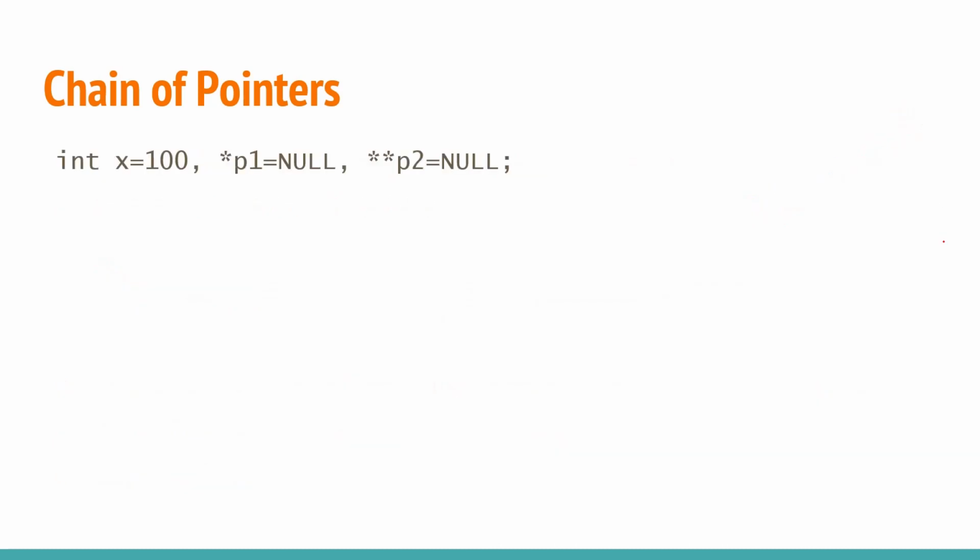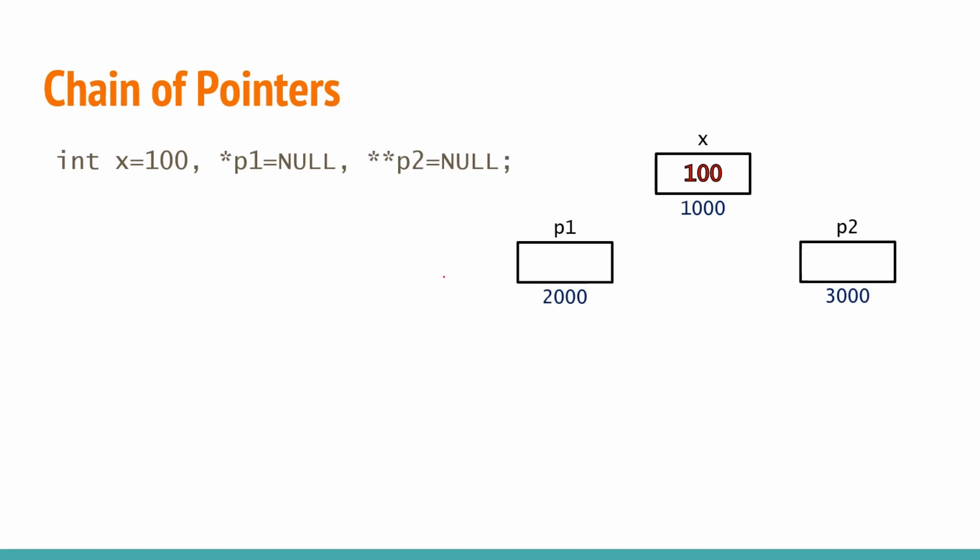Let us visualize it with one sample code. I have a variable x equal to 10. I have pointer P1. I have a double pointer or chain of pointer P2. So if we try to represent a memory diagram for this, it looks like this. Here in the value for x, the value 100 is stored. P1 and P2 are separate pointer variables. They have their own separate addresses. 1000, 2000, 3000 are the addresses, as let's assume that they are created.